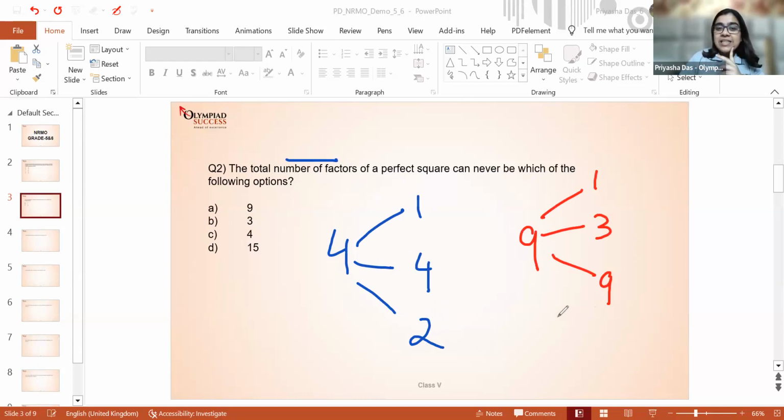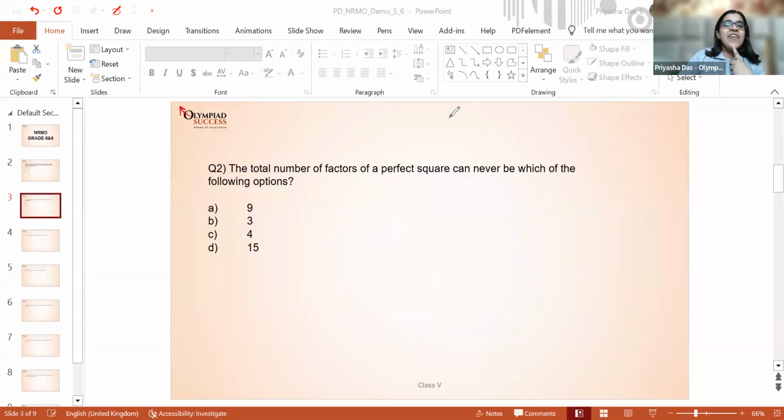What does that mean? Can never be the following options. And you guys are checking 3. Anyone wants to change the answer? Okay, Arav changes, Harnit changes. All right. Let's take another example. You guys will do this with me, okay?